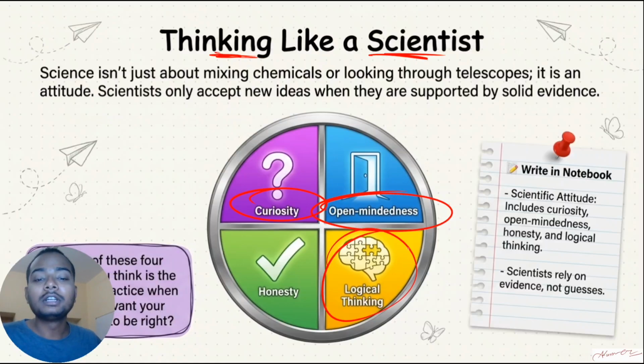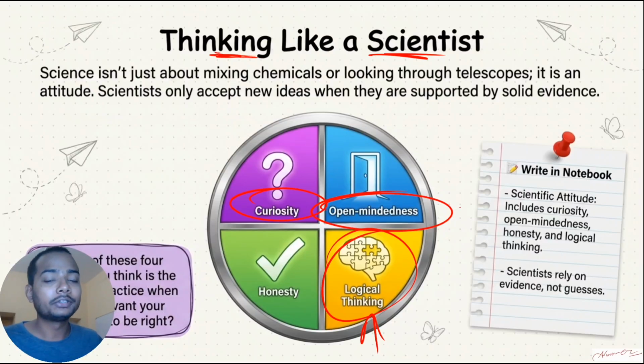Okay, next one is logical thinking. Logical thinking means whatever you are thinking, it should make sense. Let's say if I say the sunrise is in the west, does it make sense? Okay, it doesn't make sense. So whenever you're thinking about any problem in science, or trying to discover something new, you should have logical thinking. You should have critical thinking. Logical means you should try to find answers which make sense, which have evidence in science.